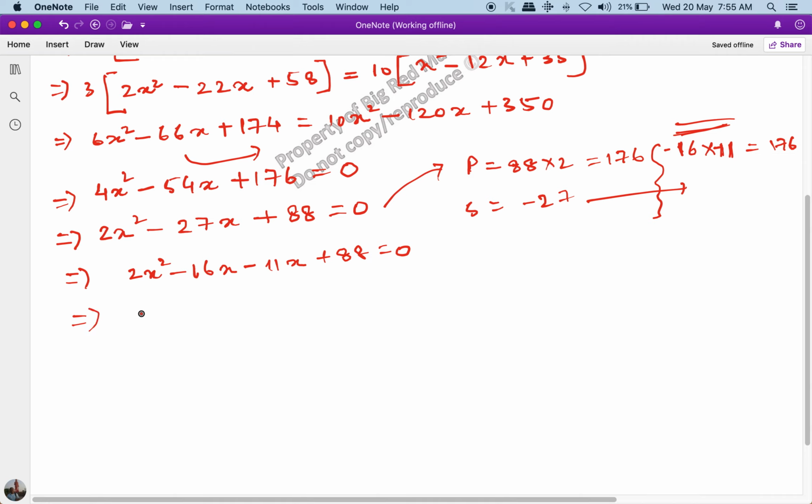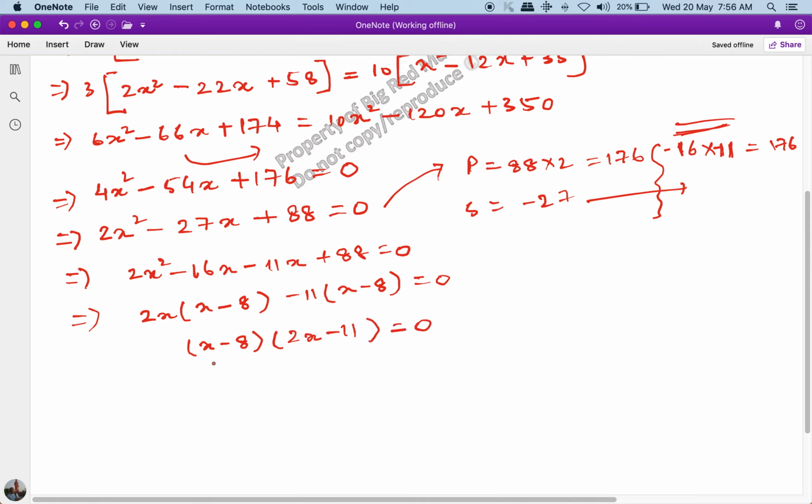Let's solve this further. I take 2x common, I get (x minus 8), minus 11 into (x minus 8), equal to 0. I take (x minus 8) out common and it becomes (2x minus 11) equal to 0. I equate this separately with 0, I get x equal to 8, or I equate this separately with 0 and I get x equal to 11 upon 2. And this is the solution to the question.